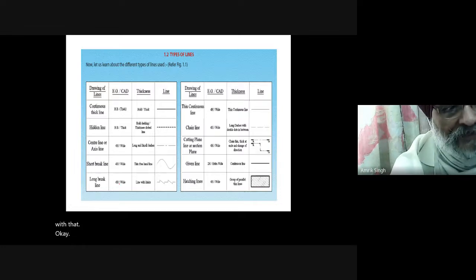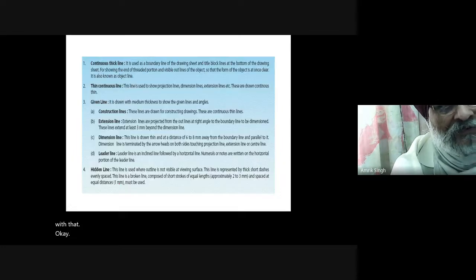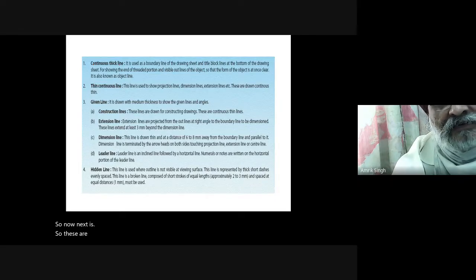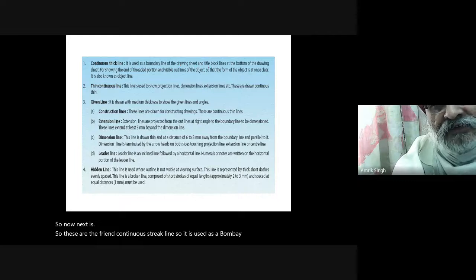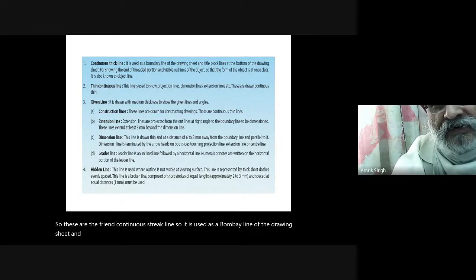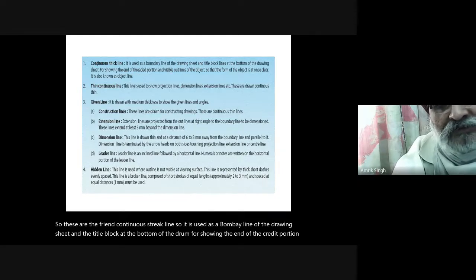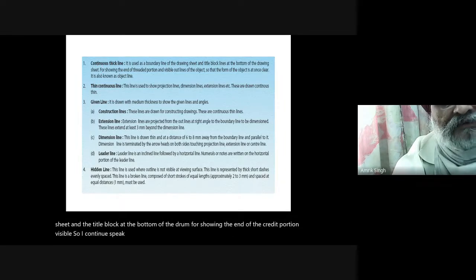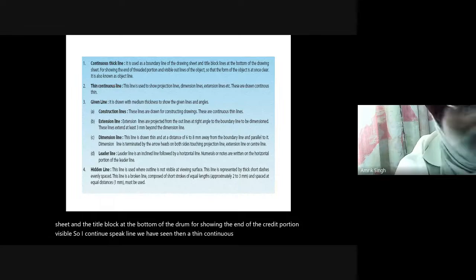Now next, these are the continuous thick lines. They are used as the boundary line of the drawing sheet and the title block at the bottom of the drawing, and for showing the end of the threaded portion visible. So a continuous thick line we have seen. Then a thin continuous line.